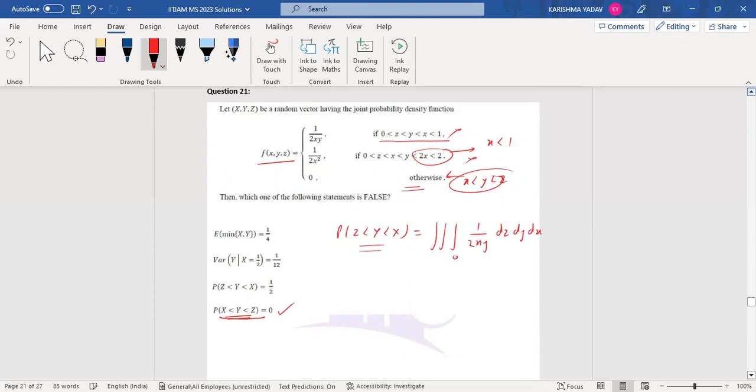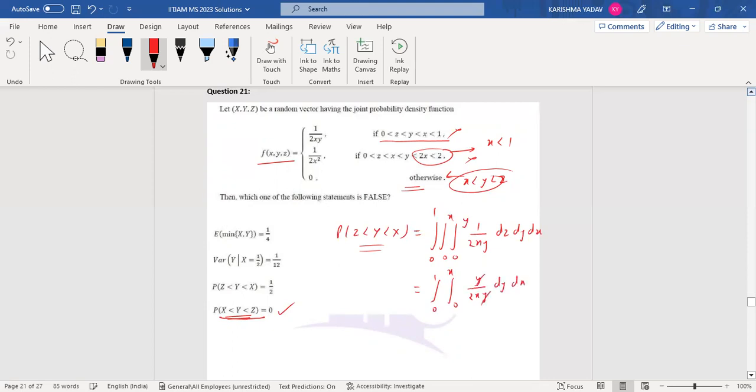Okay, the dependent limit for y is 0 to x, and what is the limit for x? That is 0 to 1. Okay. So if I just find out the probability of this one, this will be 0 to 1, 0 to x, and this is y upon 2xy dy dx.